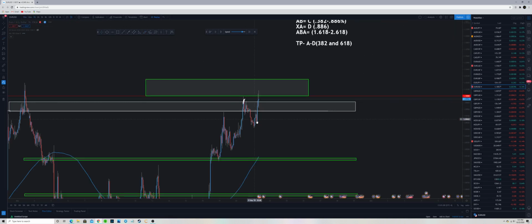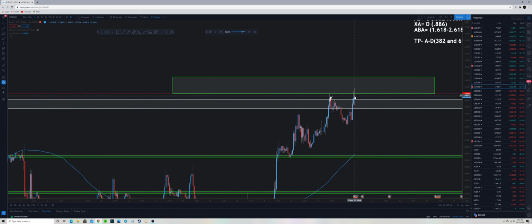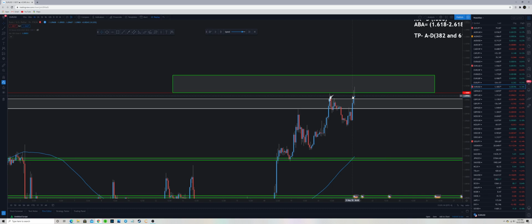I wonder what it's like on the hour. Oh yeah, see, price is not closing above this high. It's wicking above this high. Price is wicking, but it's closing below this wick. So I still consider this a double top formation, 100%.